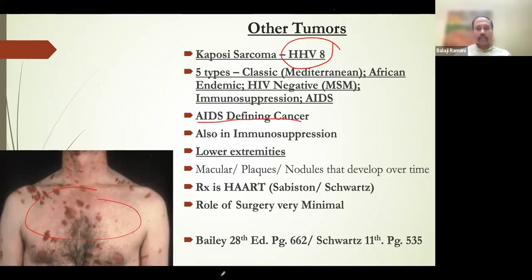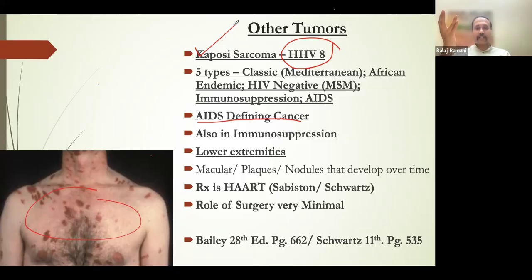So what do you mean by the definition of an AIDS defining cancer? HIV positivity and AIDS are two different entities. Just the presence of HIV positivity doesn't mean the patient has AIDS. AIDS is when you have syndromic manifestation. There are a few cancers which are considered AIDS defining. In a patient who is HIV positive, if they develop this particular cancer, then it becomes an AIDS defining cancer. One of them is Kaposi sarcoma. Any patient with HIV positivity developing Kaposi sarcoma is considered to be having AIDS.